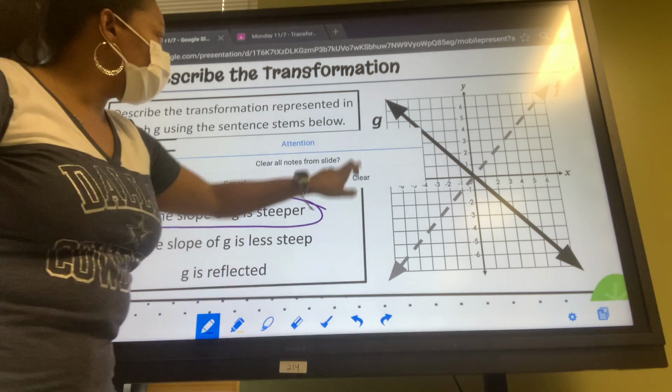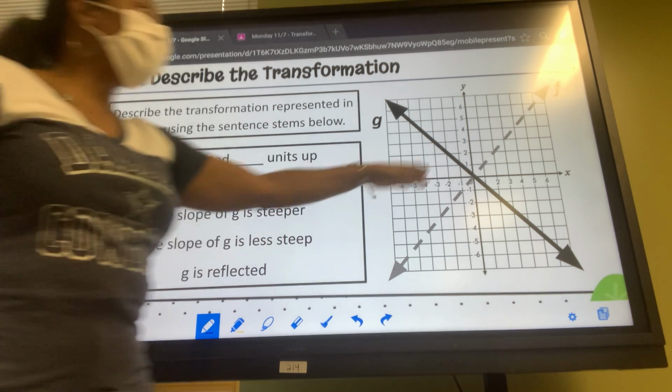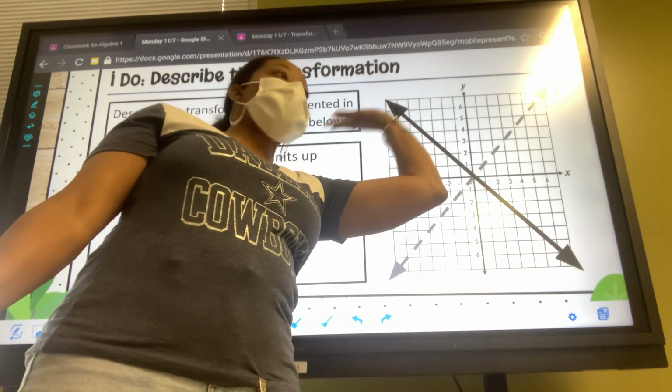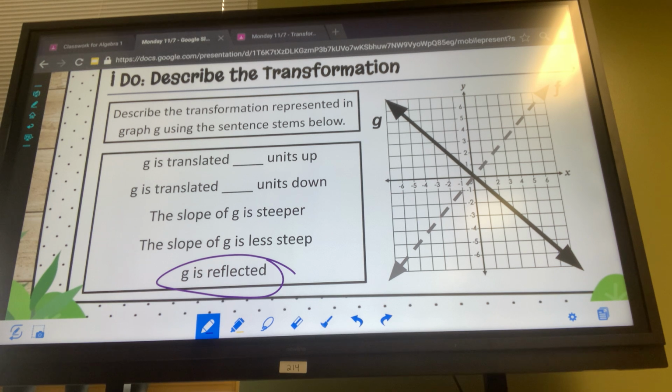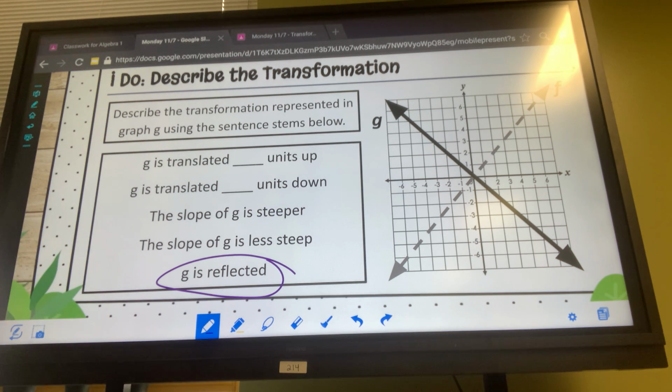Okay, the next one. Reflecting. Still both of them going through 0, but instead of going this way, it totally changed directions. So this one is reflected. Now you see the difference: a negative slope versus a positive slope. That's how you know it's reflected, if it changes from positive to negative.